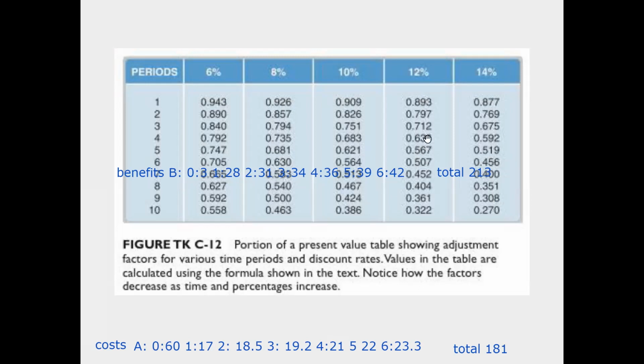Fourth year, 0.636. Fifth year, 0.567. Right? And so on. So simply you have to multiply with it. So when you say year 0, you don't have any discount. So it's 1, right? So no change. And then when you have year number 1, then we have to multiply by 0.893. So if I calculate again, it should be like this.